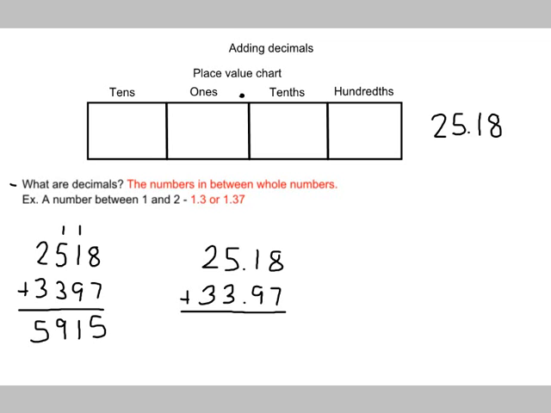So what does that mean? It's a number in between 1 and 2. So if we think about between 1 and 2, you think, how can you get that? Well, it's not a full number. So numbers such as 1.3 or 1.37, even 2.5, those are decimals. They don't represent a whole. They're a part of a whole, or you could think of it as a fraction. So over here, we have our number 25.18.